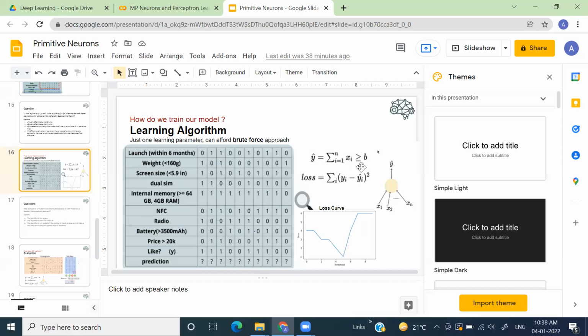We will keep changing the value of b, and we will count the number of mistakes that we have made. We will stop our process at that particular value of b where my loss or mistake is minimum. So with this approach, we have identified that b equal to 5 is the threshold we should keep, which will give me the minimum number of mistakes, that is equal to 1.